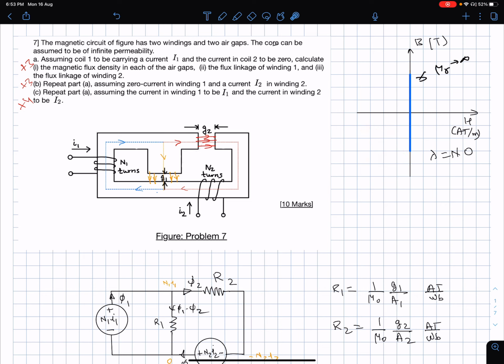So this is what we have to calculate and then repeat part A assuming current in winding 1 to be I1 and current in winding 2 to be I2. So it's a generalization now where both the windings can be carrying currents and then we have to calculate lambda G1, lambda G2, everything, lambda W1, lambda W2. So you have to calculate all the four of it.